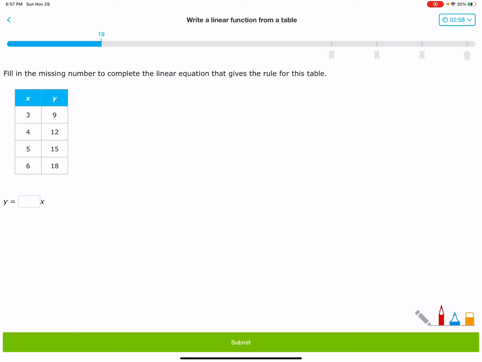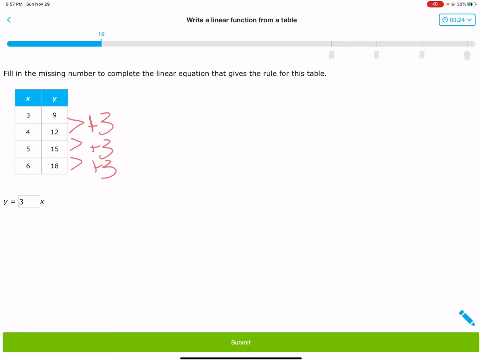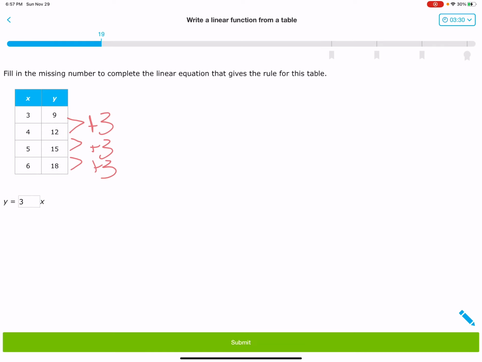So here we are adding 9 plus 3, 12 plus 3, 18 plus 3. That's our m. That's the number in the front. And then if we look at x, 3 times 3 gives us 9. 4 times 3, we get 12. 5 times 3, we get 15. We don't need to add anything else.